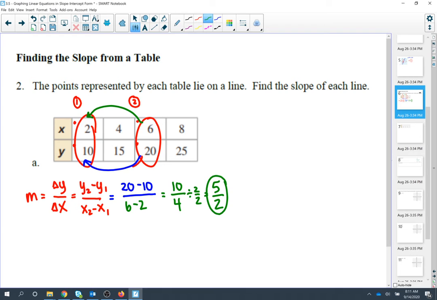Okay, the other way to think about that is your rise over run. Your rise is your change in your y's. So they're going up by 5s. 10, 15, 20, 25. You're rising by 5. Your run, which is your x values, are going up by 2s. 2, 4, 6, 8. So 5, 10, 15, 20 over 2, 4, 6, 8, 5 over 2. That's your slope.